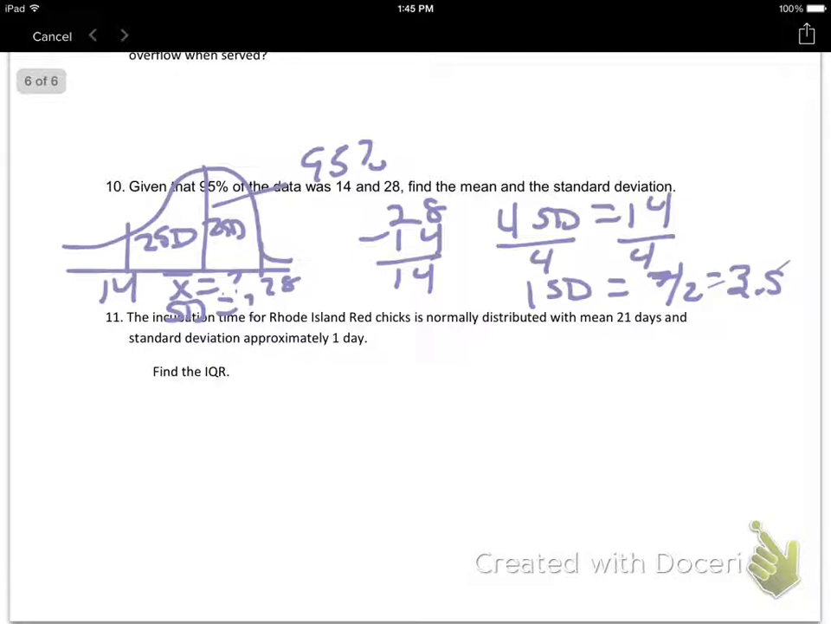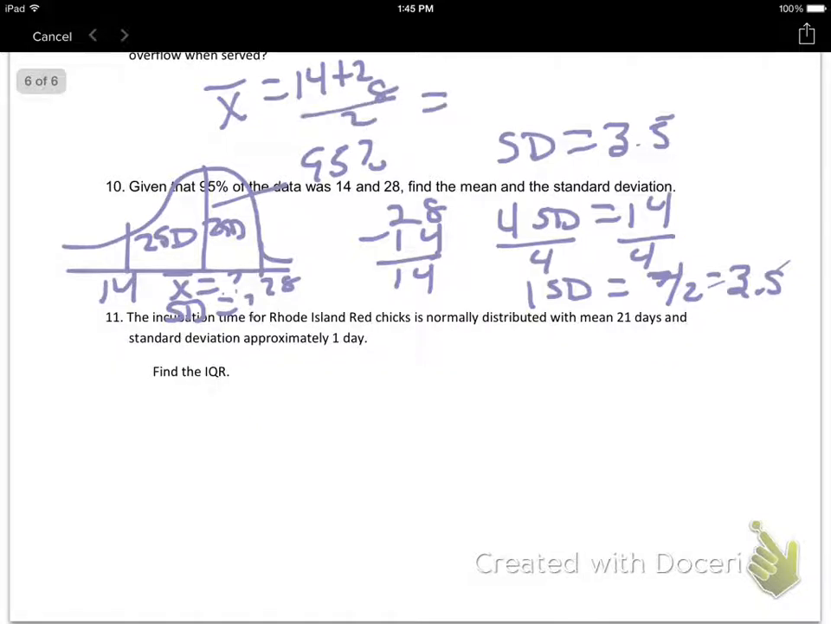Okay, so I know my standard deviation is 3.5. And I don't know what my units are. And then my mean, so I'm going to add 14 and 28 and divide by 2 to find my mean. I don't know if you can see that. 14 plus 28 divided by 2, and I get 21. So my mean is 21, and my standard deviation is 3.5. Okay, I'm hoping you find those to be easy.